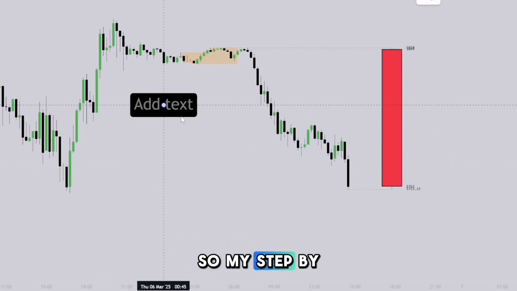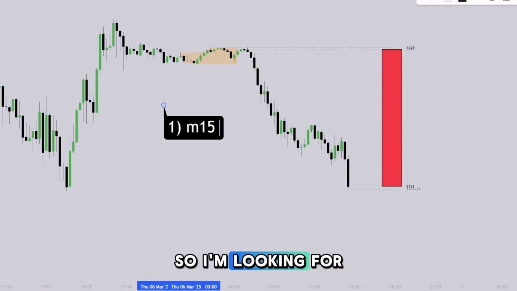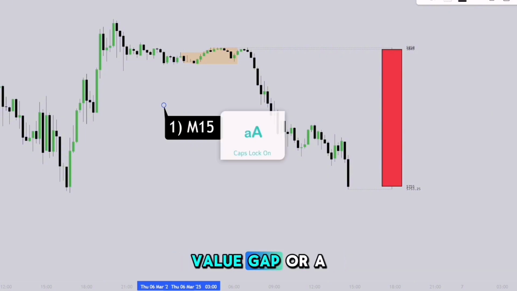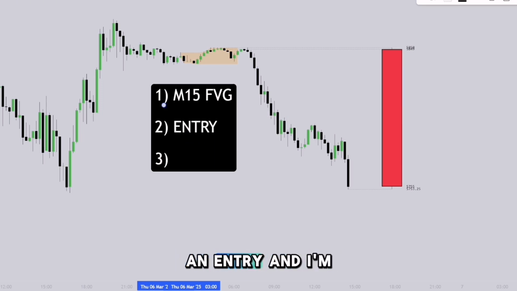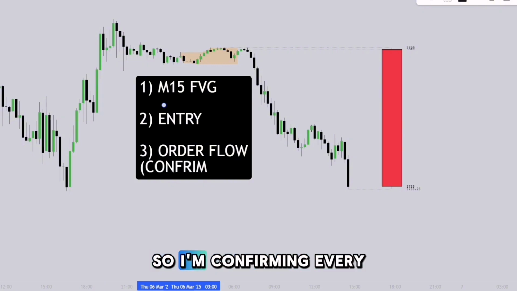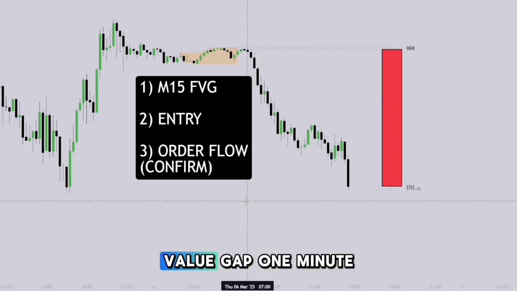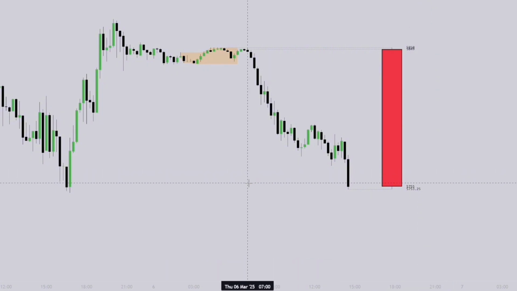So my step-by-step process is very simple, and we're going to be going over that in this video. I'm looking for a 15-minute fair value gap or a key level. The next thing I'm looking for is price to enter this area. Then I'm looking for an entry, and I'm looking for order flow, which is basically the confirmation. I'm confirming every trade with the order flow. This is very important to understand. So: 15-minute fair value gap, 1 minute for entry, and I'm defining everything with the order flow. So let's break this down.